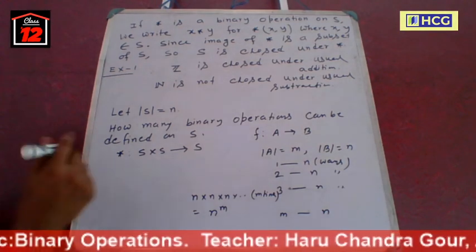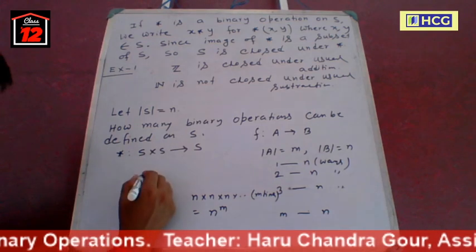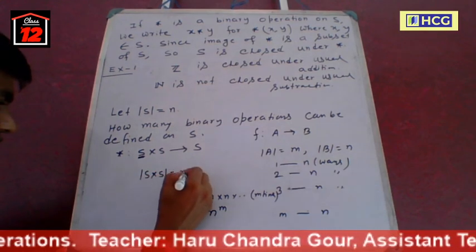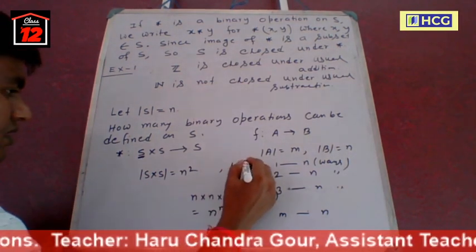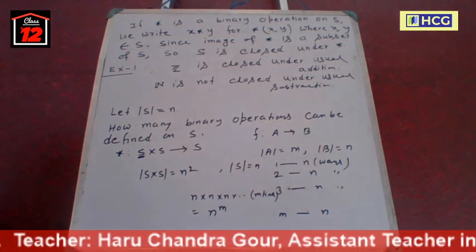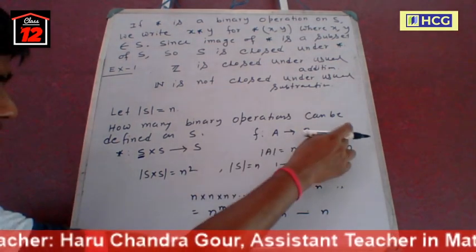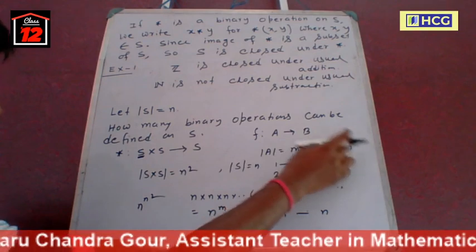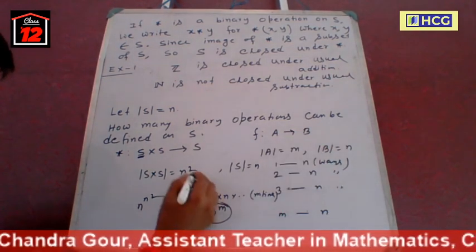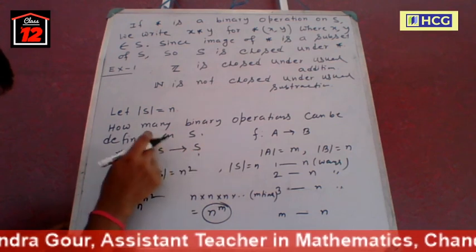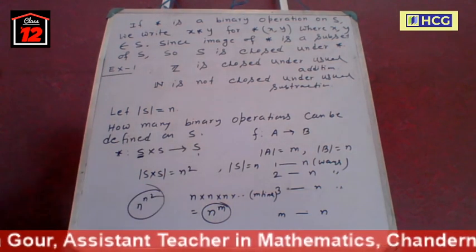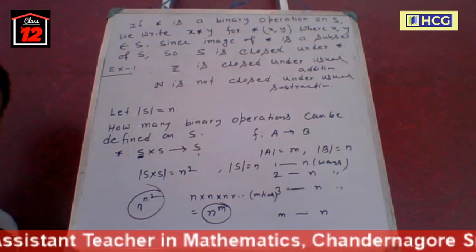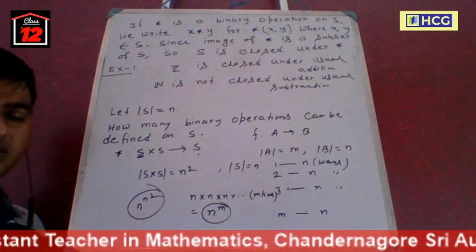So now, this set S contains n elements, so the number of elements of S cross S is n square, and the codomain is a set of n elements. So the number of binary operations is n to the power n square. The total number of binary operations defined on a set S containing n elements is n to the power n square.